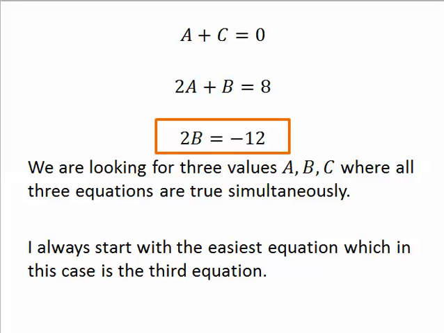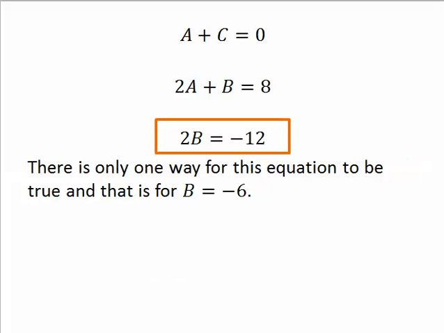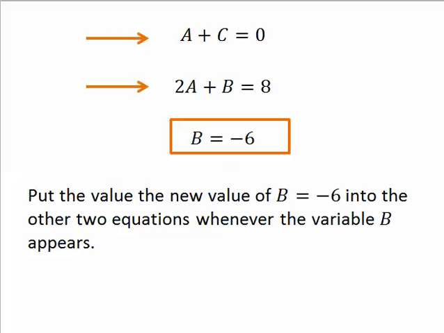I always start with the easiest equation. How do I make this third equation true? Well, it's only going to be true if b is equal to negative 6. So, b equals negative 6. All right, well, if b equals negative 6, then that negative 6 has to be true for the second equation that has a b as well. So basically I'm looking for every instance of b, and every time I see a b I'm going to put in negative 6.